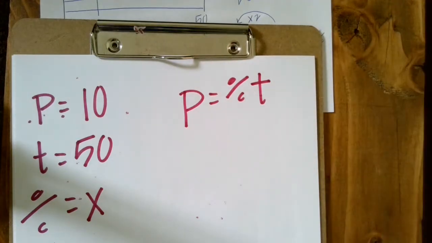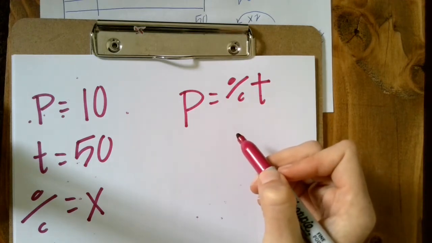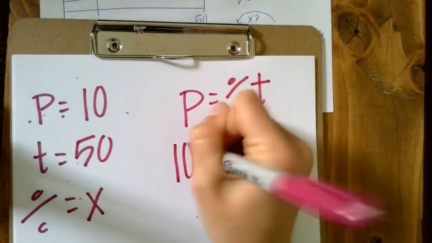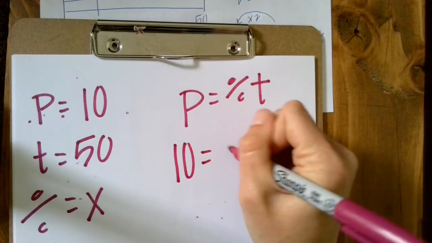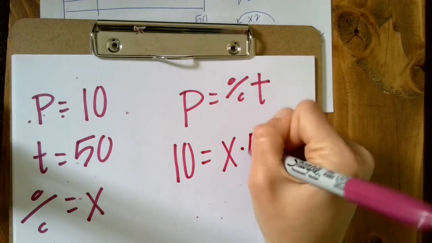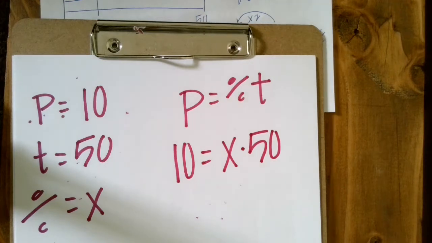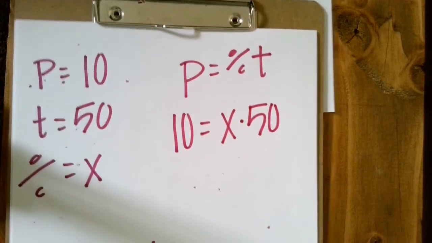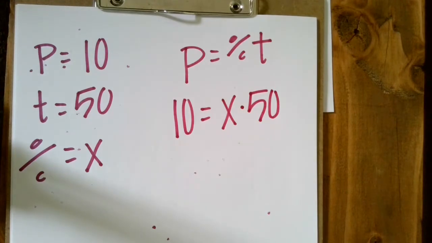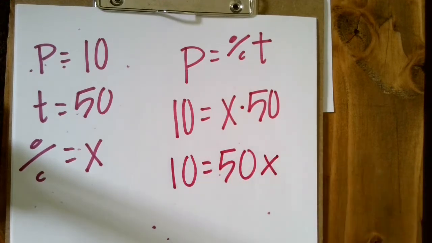7th grade, don't confuse this with I = PRT. It is a different formula. I = PRT is used to find interest. This is just used to find percents. So I'm going to fill in what I know. 10 equals, I don't know my percent, so my variable x, times 50. And I'm going to use inverse operations to solve this. So I could rewrite this as 10 equals 50x.